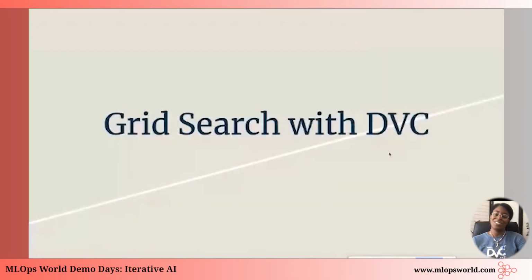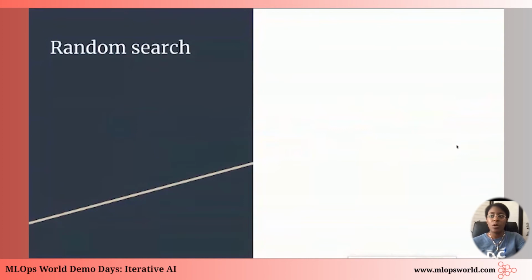Now I'll go back to the presentation. So we've seen what grid search looks like, and there is one more method that's used in hyperparameter tuning, and it's random search. We won't do a demo of this with DVC because random search is quite a bit more complex, but it is also possible to set up a script to handle this with DVC experiments.